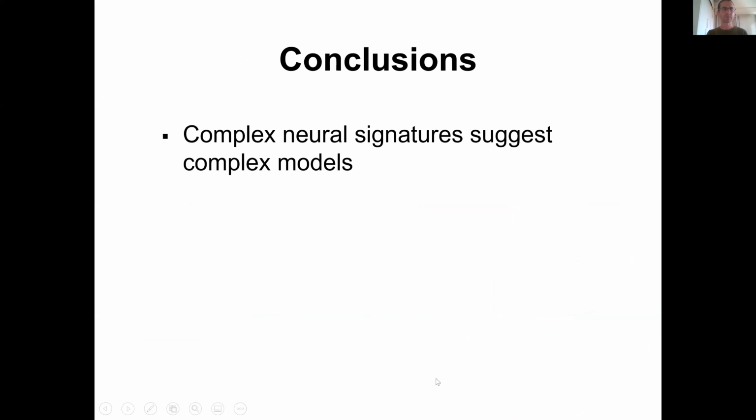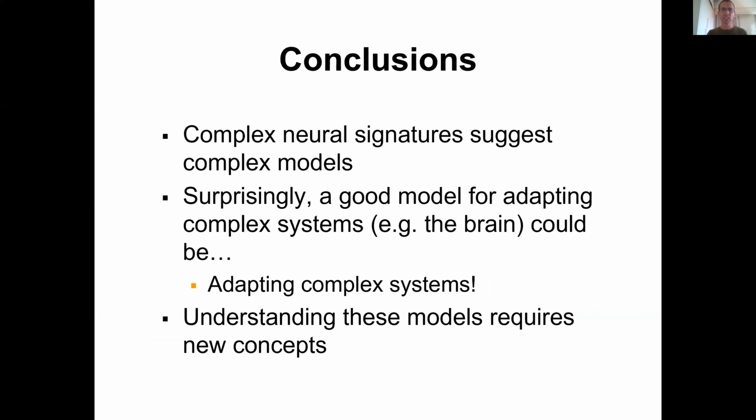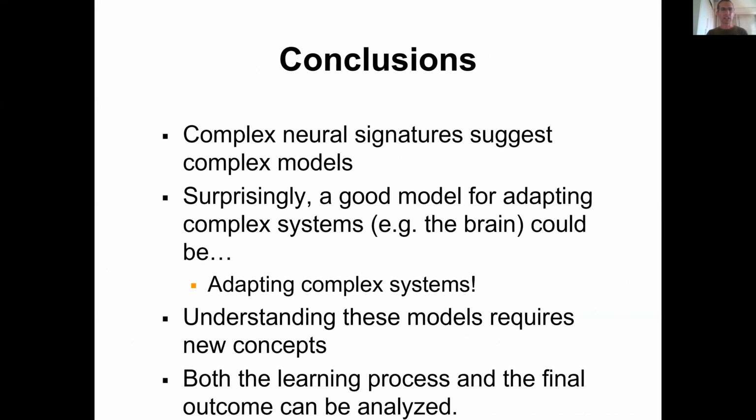To conclude, complex neural signatures suggest complex models. Surprisingly, a good model for adapting complex systems like the brain could be adapting complex systems like artificial neural networks. But understanding these models requires some new concepts. And both the learning process and the final outcome can be analyzed.